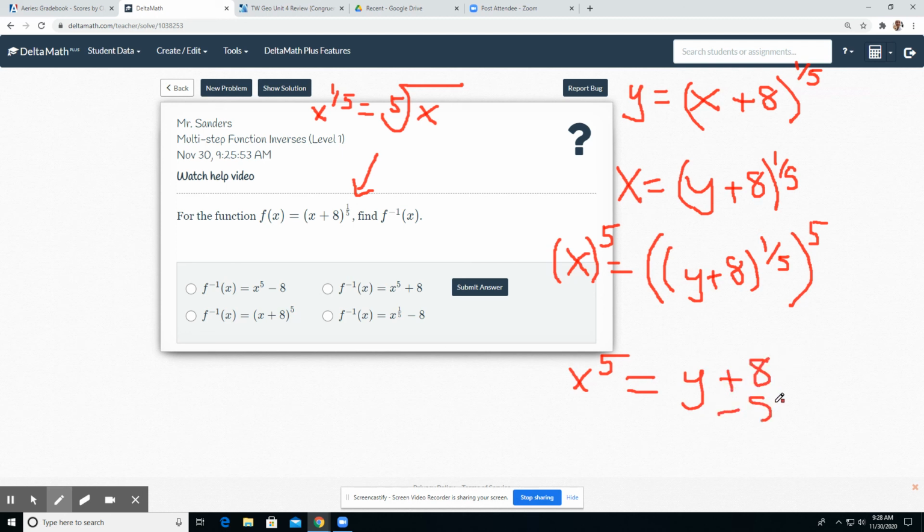Last step, subtract 8, besides rewriting it in that inverse notation form. So I got x to the 5th minus 8 equals y, and they like that y to be rewritten as f to the negative 1 of x. Function notation is what they like. So x to the 5th minus 8 looks like that one right there for this problem.